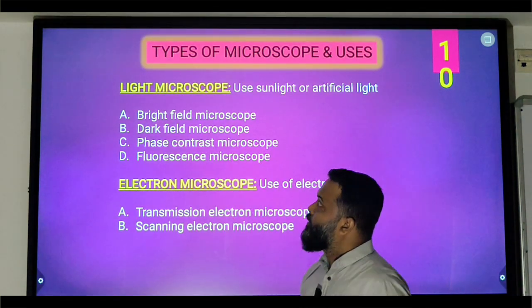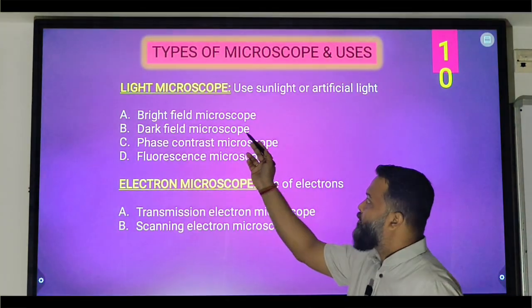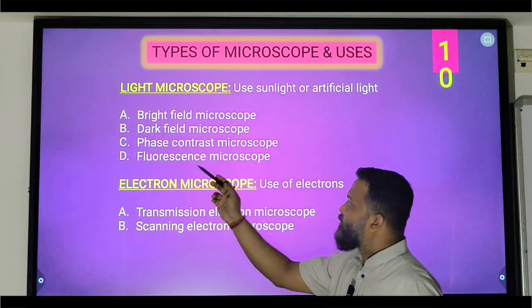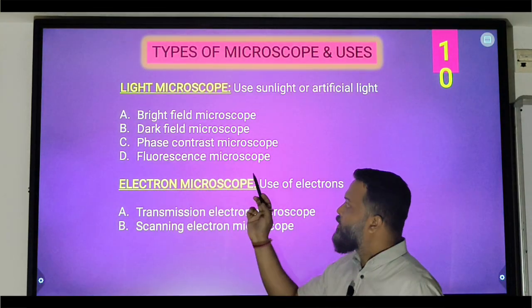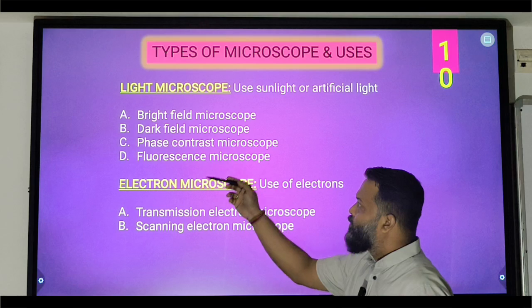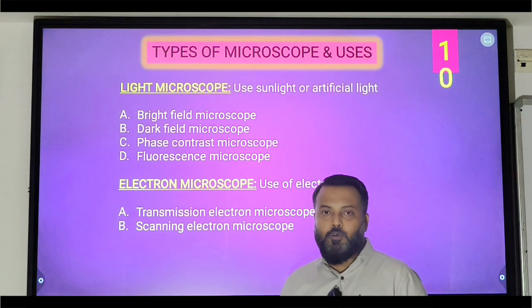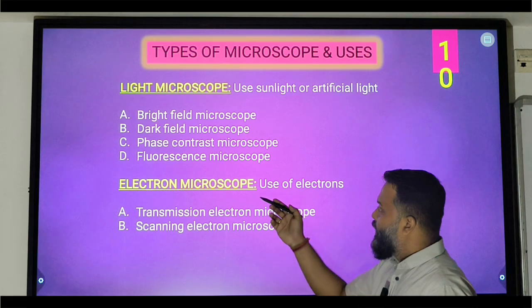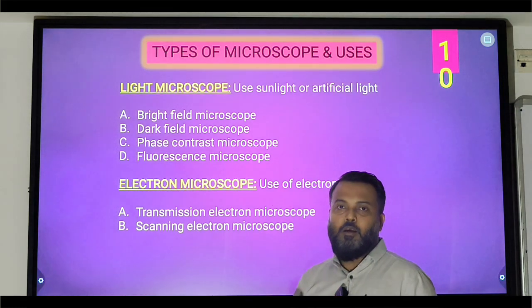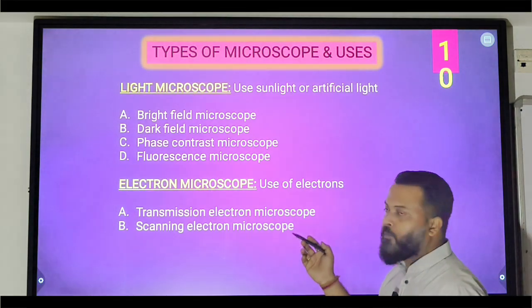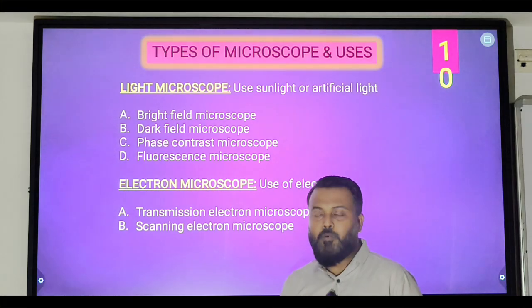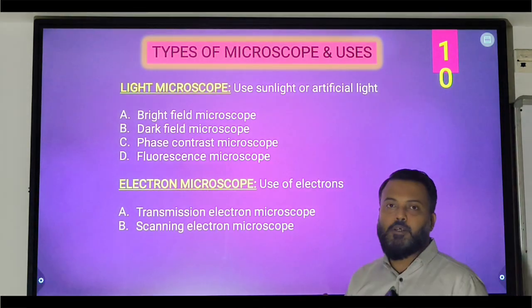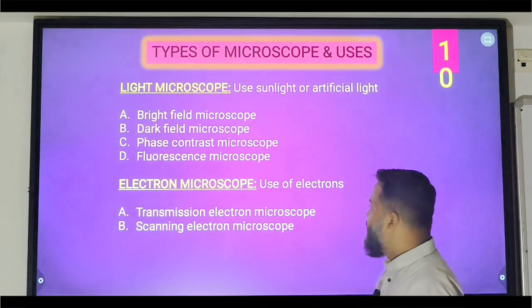Now, there are different kinds of light microscopes available, like bright field microscope, dark field microscope, phase contrast microscope, fluorescent microscope. So these are the most common light microscopes used in different kinds of laboratories. Electron microscopes, we generally see transmission electron microscope, which in short is known as TEM, and scanning electron microscope, which in short is known as SEM.